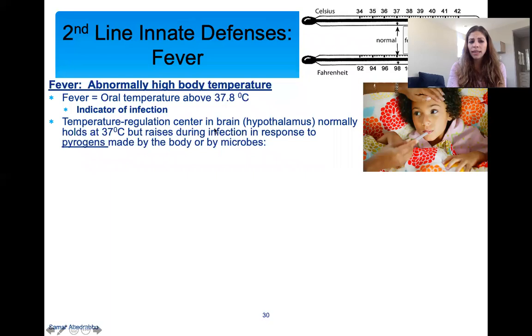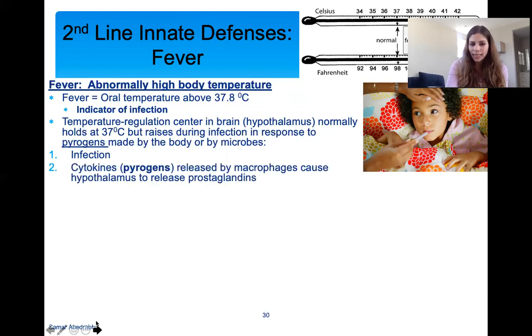So your brain regulates your temperature, the hypothalamus specifically, and this temperature is raised during an infection, in response to things called pyrogens. They're chemicals that your body makes in response to microbes, or microbes themselves. So this is how fevers happen. You get an infection, and cytokines are released by macrophages, the white blood cells, causing your brain to release prostaglandins. The specific signaling molecule that tells your brain to release prostaglandins is pyrogens. So remember, cytokine just means signaling molecule.